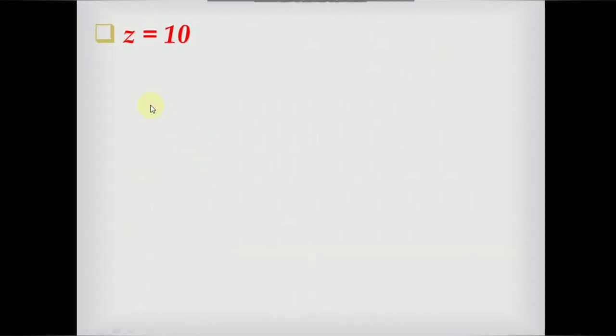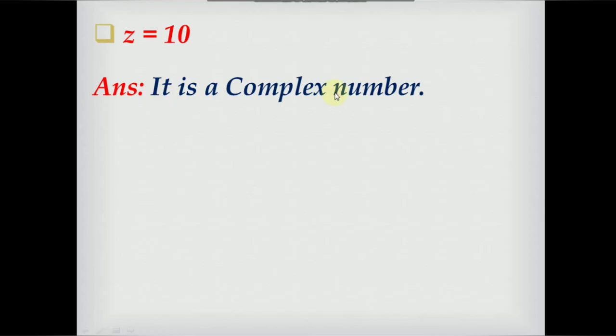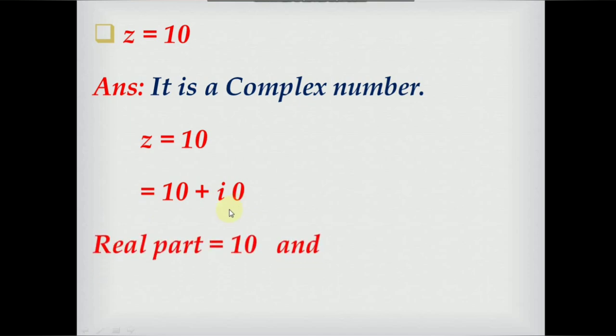Consider the next example. Z is equal to 10. Let us check the answer. It is a complex number. Now we will see how it is a complex number. We know that z is equal to 10 can be represented as 10 plus 0i, because if we multiply any number by 0, we will get 0. So here the real part of this number is 10 and the imaginary part is 0.